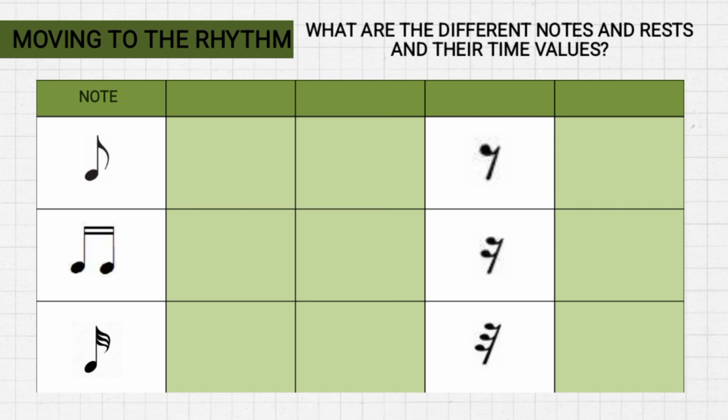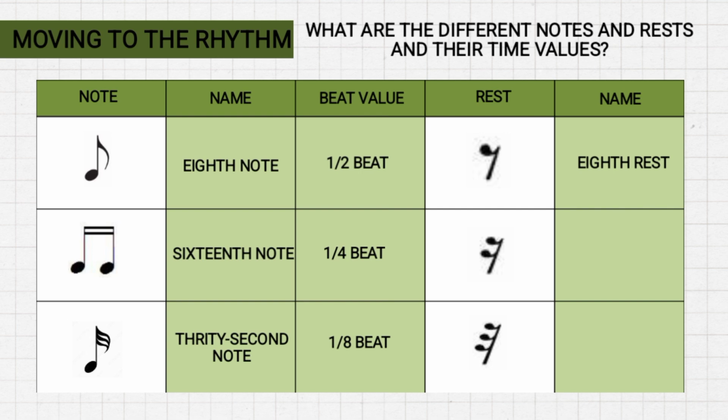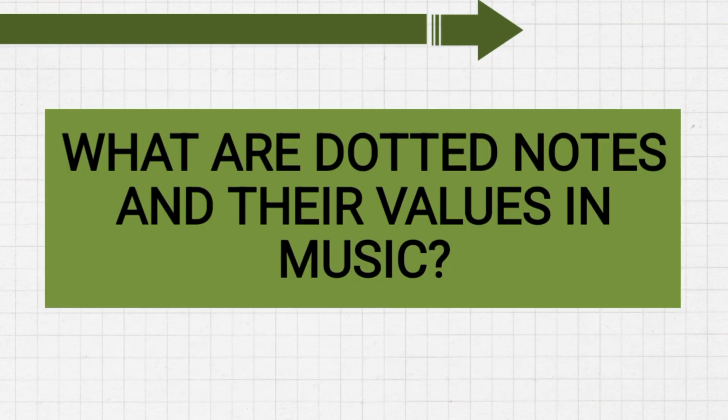Next, we have also another set of notes. We have notes, name, beat value, rest, and the name. Here we have eighth note, 16th note, 32nd note. So eighth note has 1/2 beat, 16th note has 1/4 beat, 32nd note has 1/8 beat, and eighth note has eighth rest, 16th note has 16th rest, 32nd note has 32nd rest.